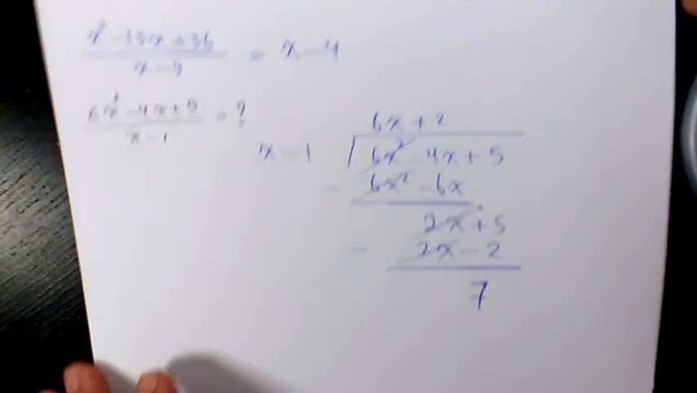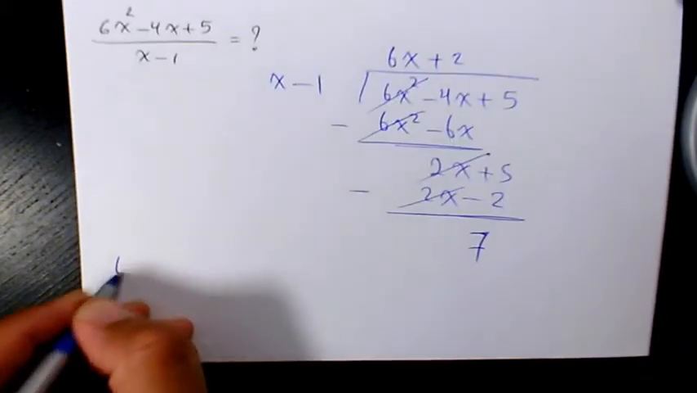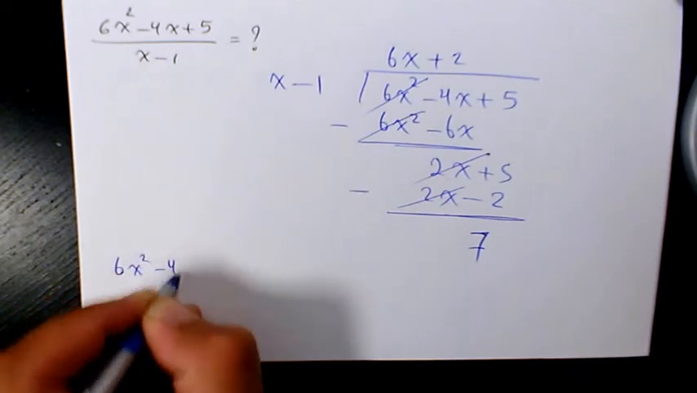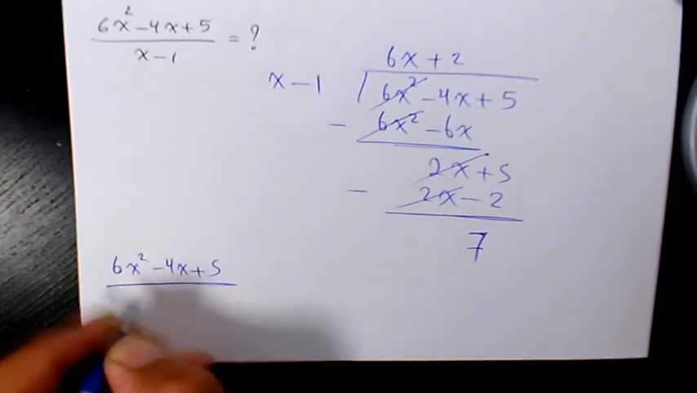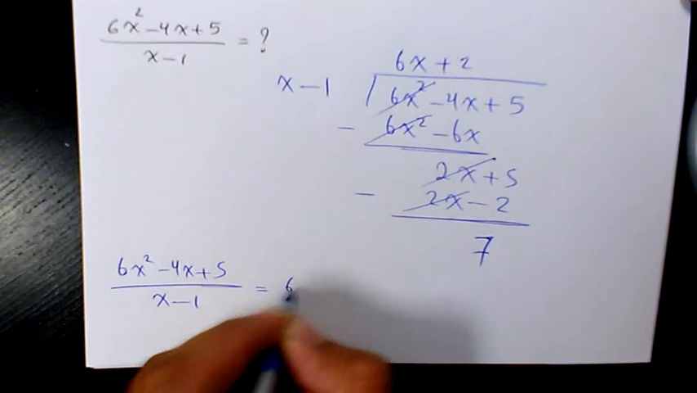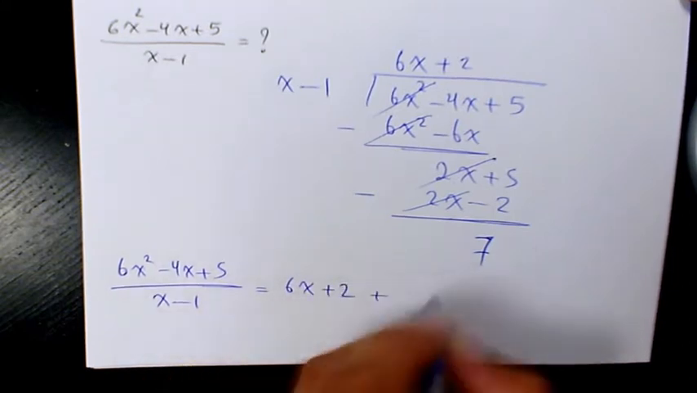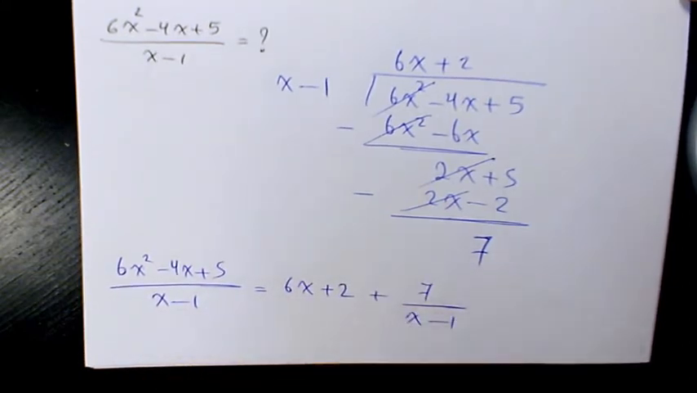So remainder is 7, and you show it like 6x squared minus 4x plus 5 divided by x minus 1 is going to be 6x plus 2 plus 7 divided by x minus 1. That's how we're supposed to report it.